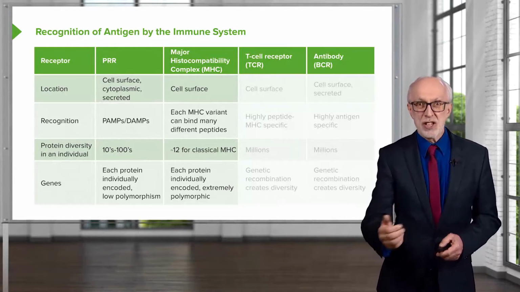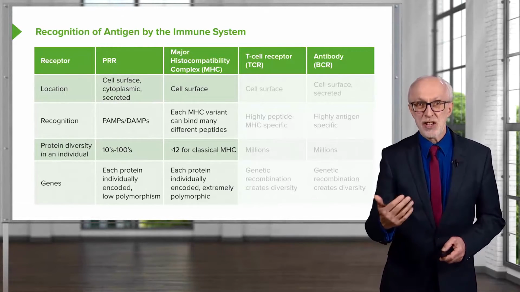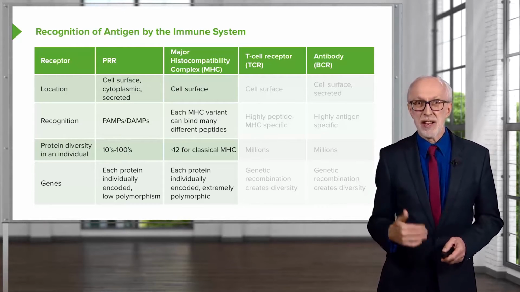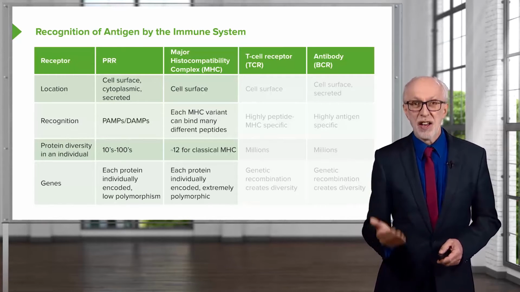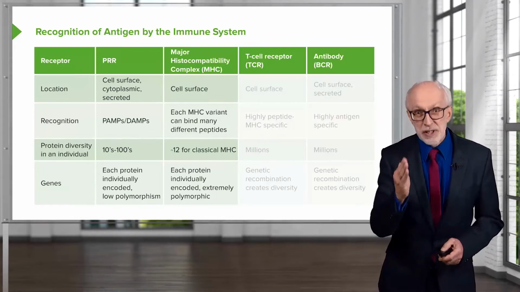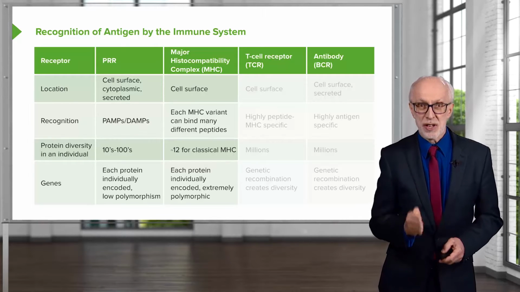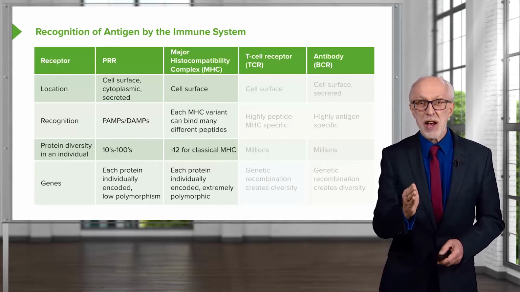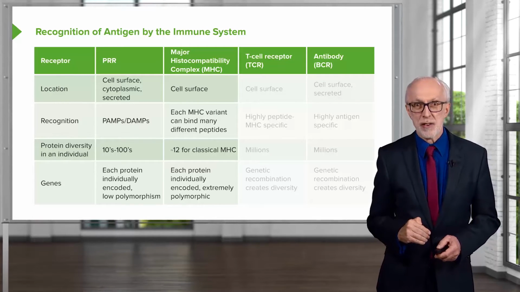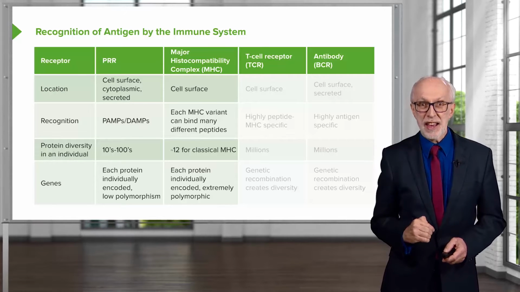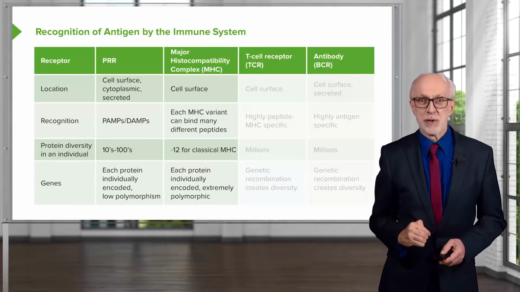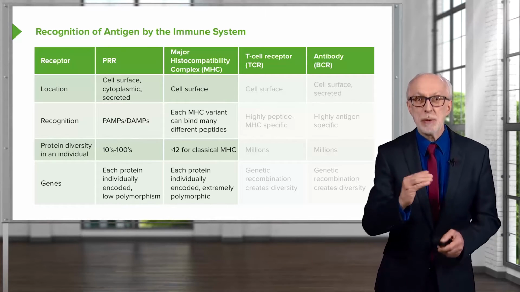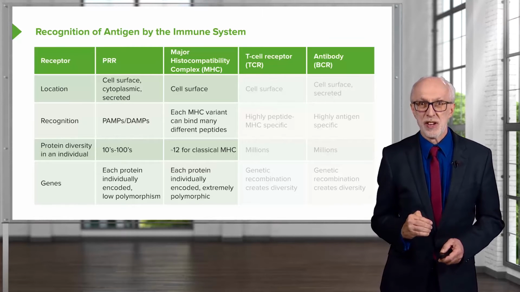So for MHC class 1 in the human, we have HLA-A, HLA-B, HLA-C. For class 2, we have HLA-DP, DQ, DR. And each of those will have its own gene. But at each gene locus, let's say the HLA-A gene locus, the sequence varies hugely from one individual to another. So my HLA-A molecules are probably different to your HLA-A molecules. And therefore, they are described as being extremely polymorphic between one individual and another.